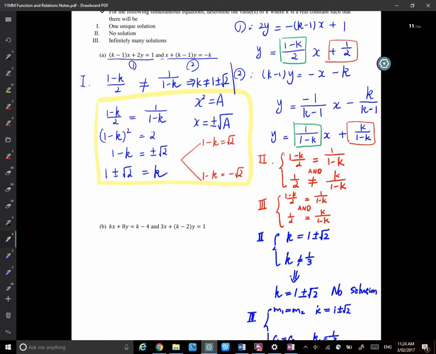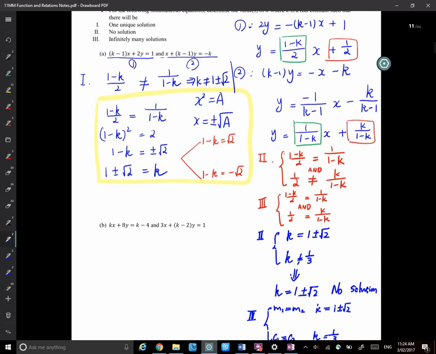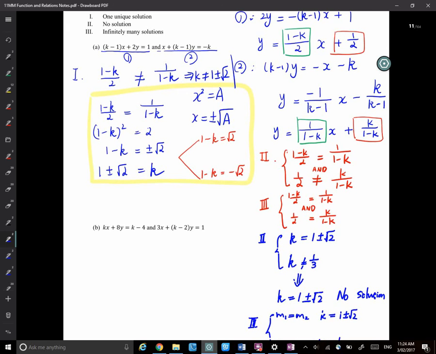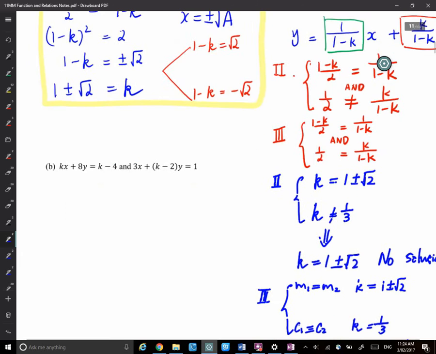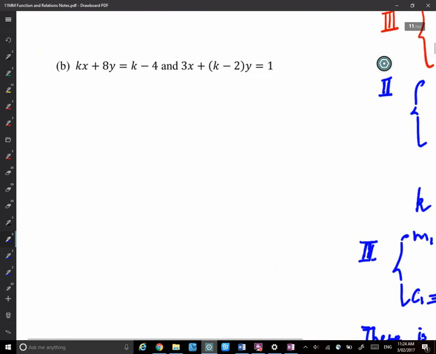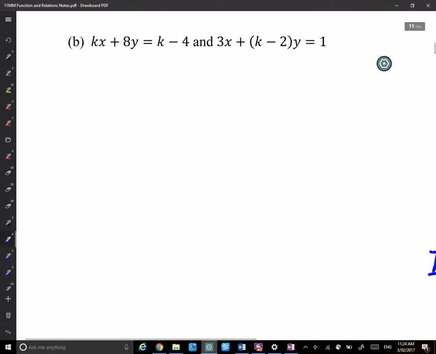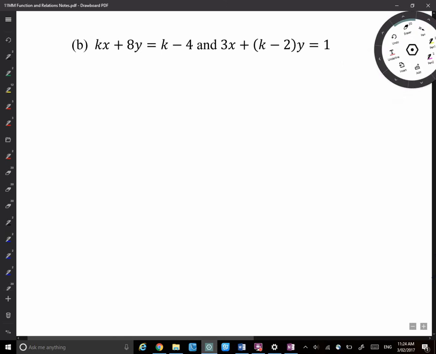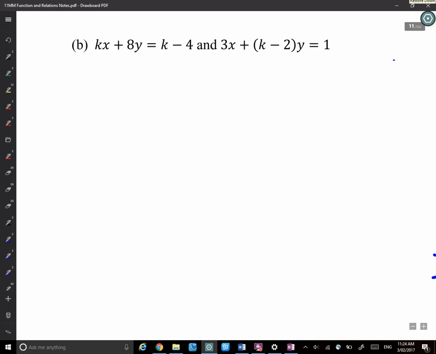Let's do another example, to see if there's a better understanding. Let's do question 2. First of all, I want you to make y the subject. So make y on one side and make the equation into the gradient and intercept form.